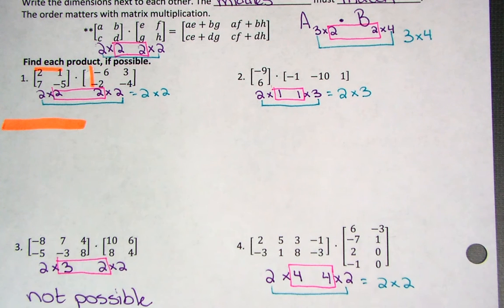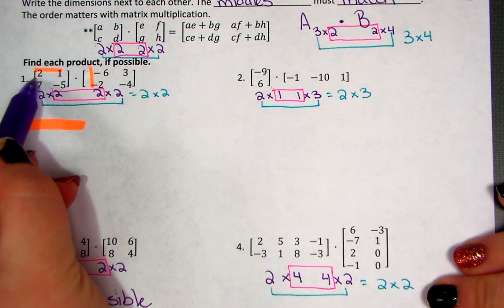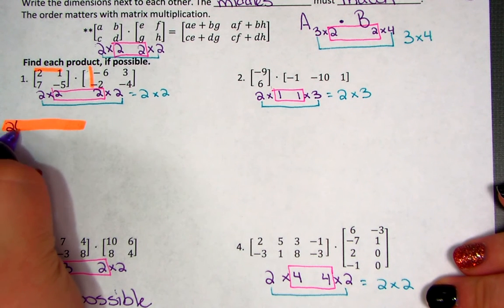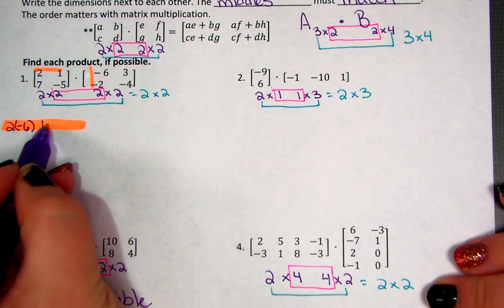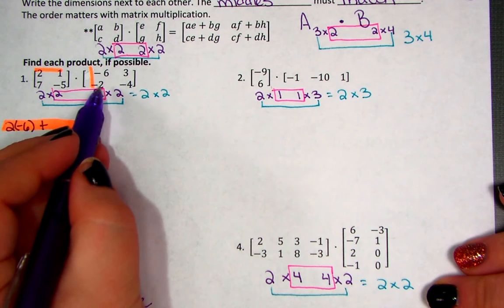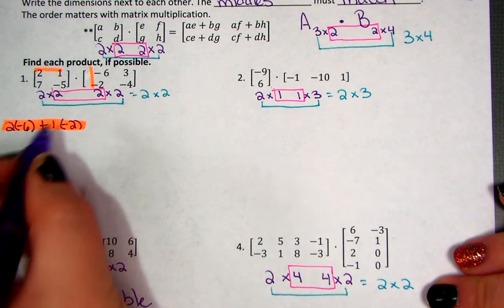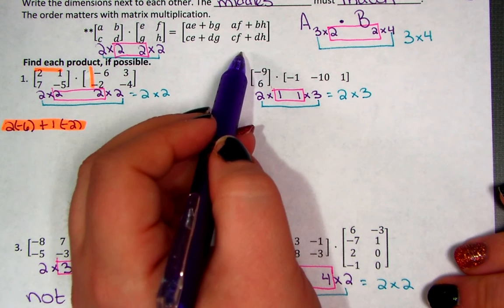So let's go ahead and see what that looks like. So we are going to multiply 2 times negative 6. And then we will add the 1 times the negative 2. This is exactly the formula that shows a 2 by 2.